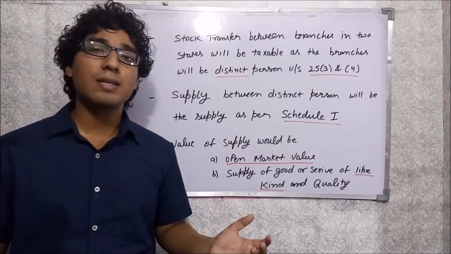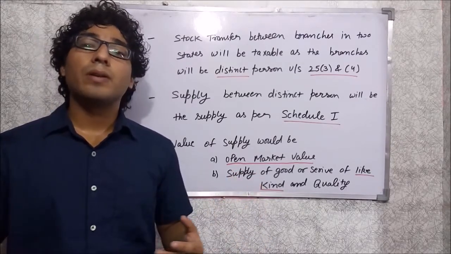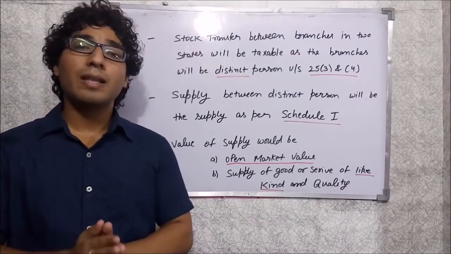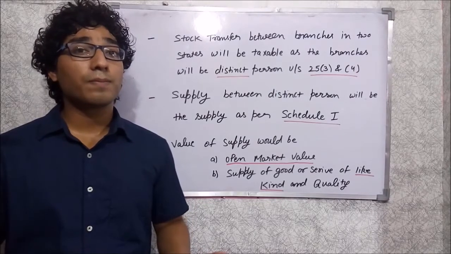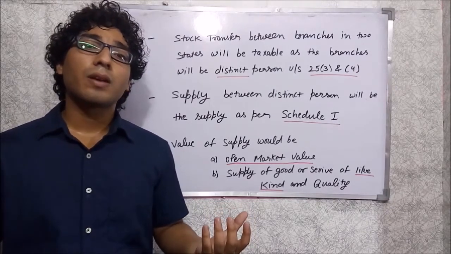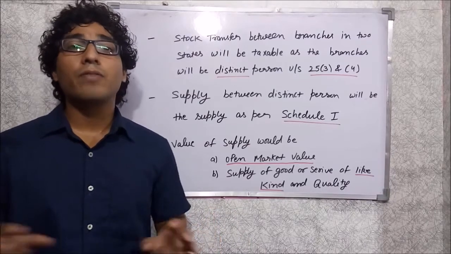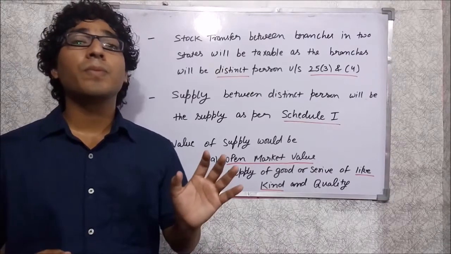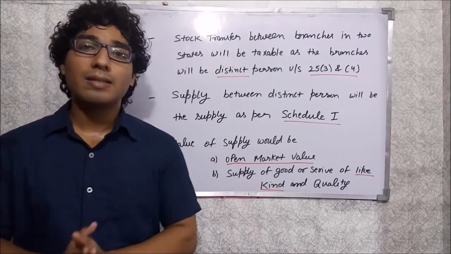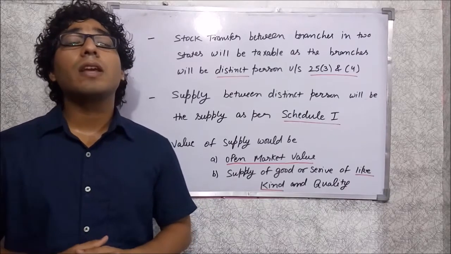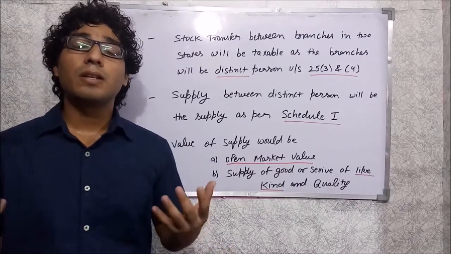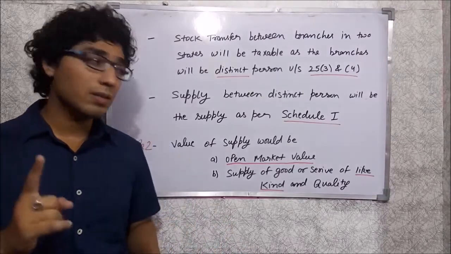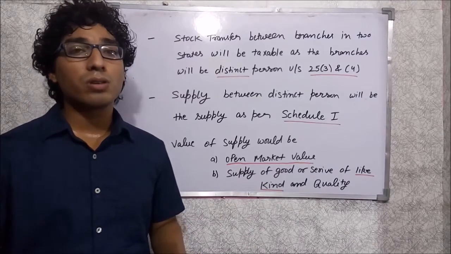So suppose the two branches are just transferring the goods between themselves without any consideration, then also that will be taxable under GST. And the next question is, what will be the valuation? So suppose two branches are just stock transferring between them without any consideration. So what will be the value for charging GST? So the valuation is given under rule 2 of the valuation rules, and it says that if there is a stock transfer or a supply of goods or services between distinct persons or related persons, then the value of those supplies of goods or services will be first the open market value of such supply of goods or services.